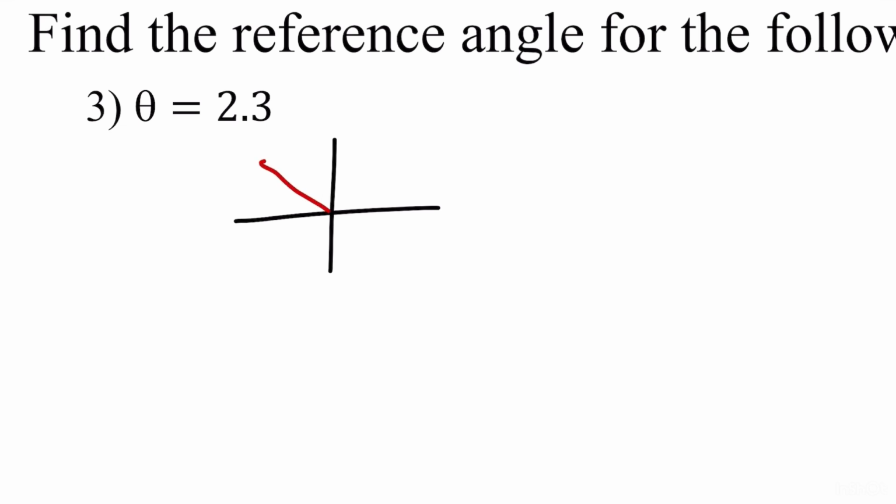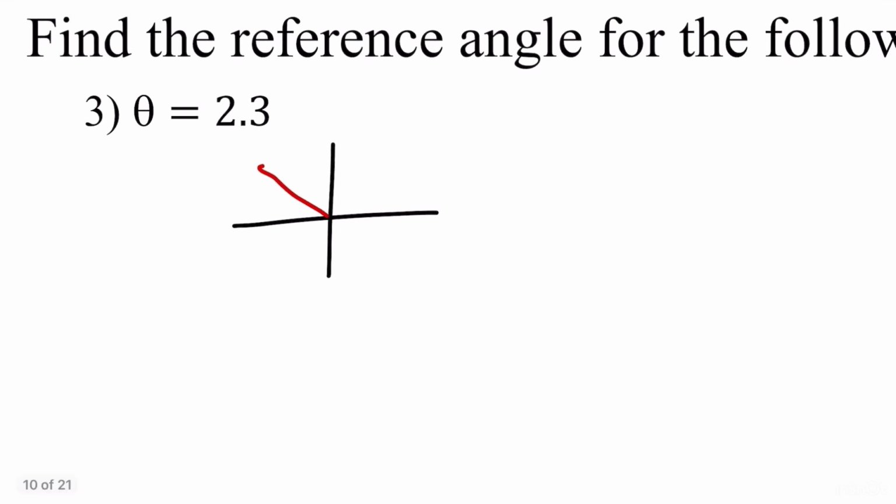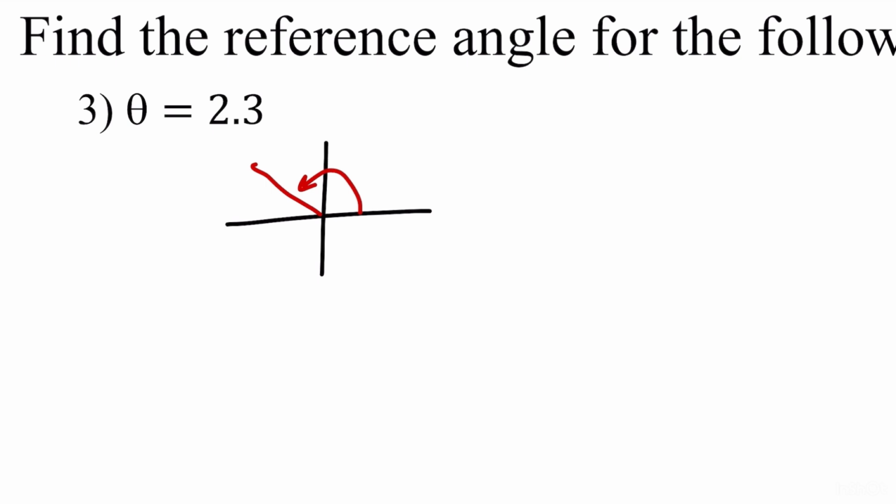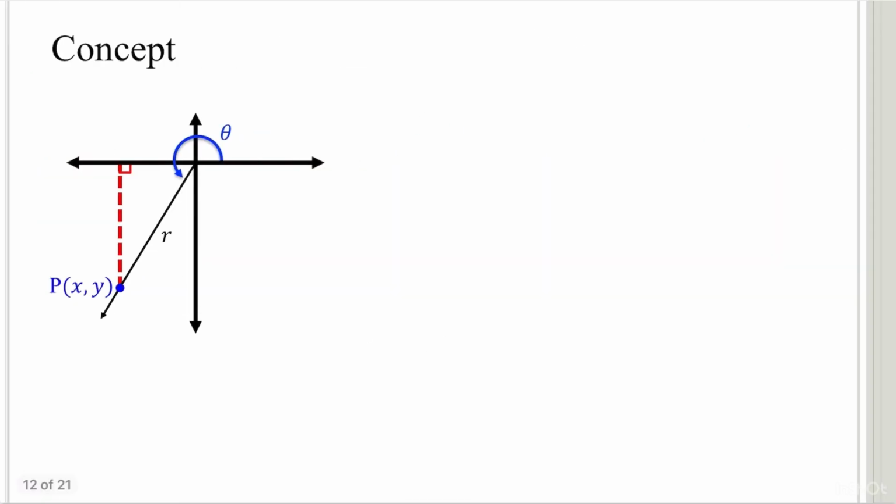I don't know exactly where it is, but I know that pi is here, so 3 radians is here, and this is about 1.57 radians up there. So 2.3 radians is about there. To find theta prime, I just simply need to take pi and subtract 2.3. I'm going to get a decimal. It's approximately 0.8416.